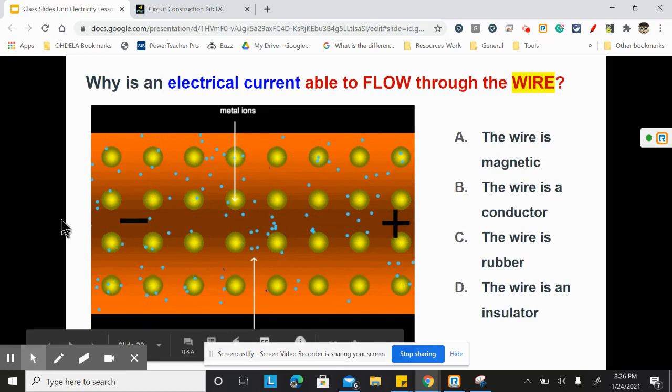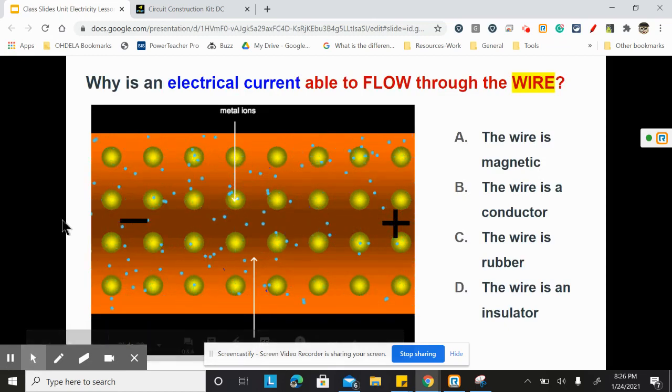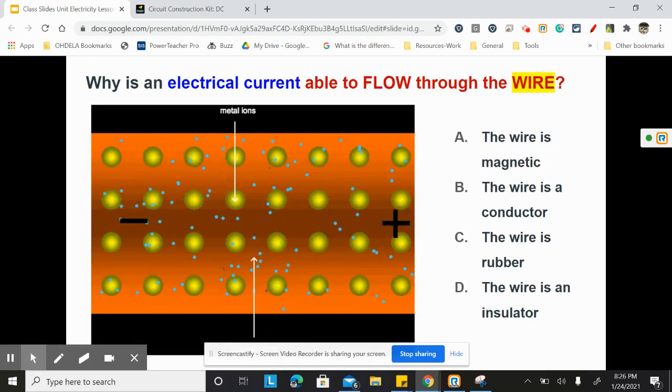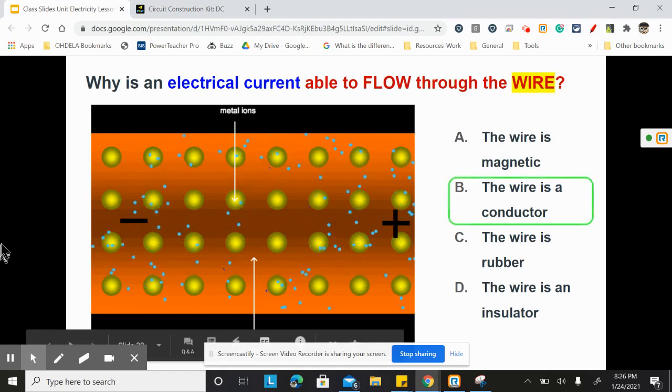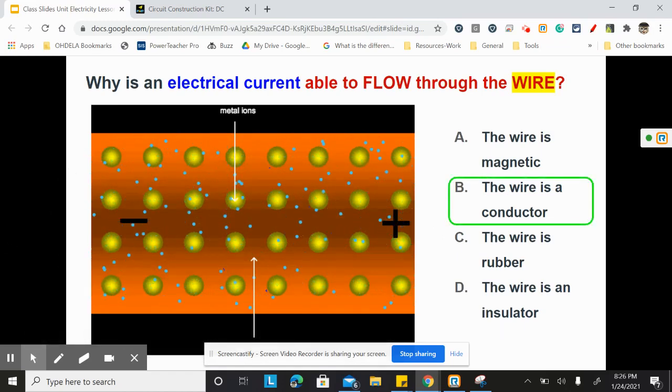Why is an electrical current able to flow through the wire? A, the wire is magnetic. B, the wire is a conductor. C, the wire is rubber. D, the wire is an insulator. Well, an electrical current can flow through the wire because the wire is a conductor of electrical current. Objects that allow electrical current to flow through are called conductors.